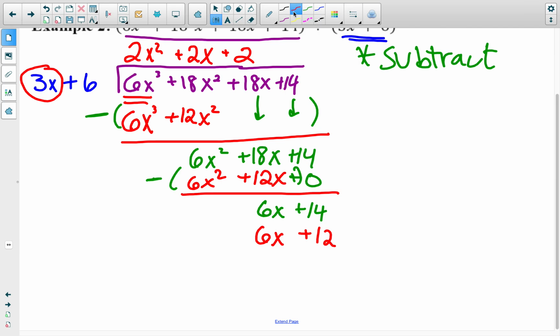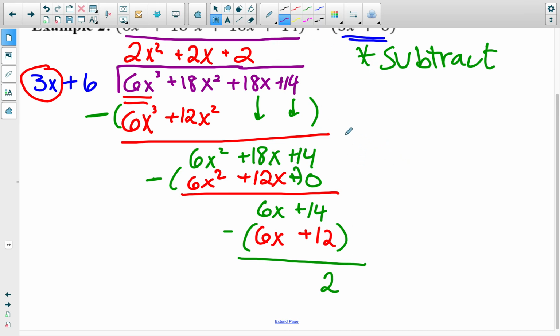All right, and then now let's subtract one last time. Put parentheses around it. Subtract 6x minus itself gives us 0. 14 minus 12 gives us 2. Is there anything that we can multiply 3x by to give us 2? No, there is not. So that's going to be our remainder.